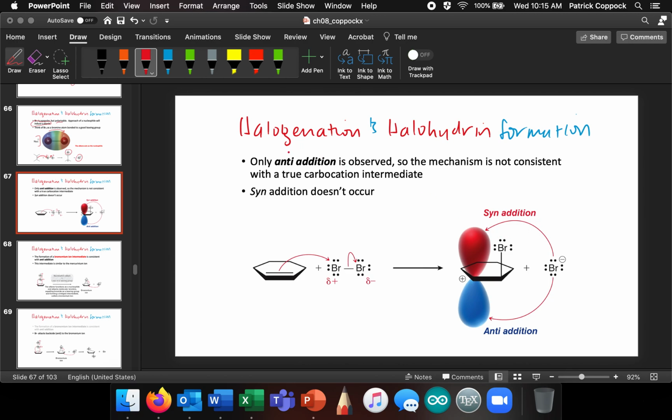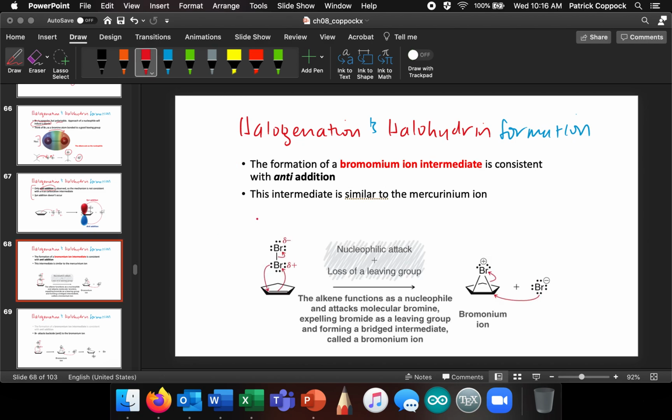Okay. Oh, let me motivate this first. Only anti-addition is observed. So if this was the whole story, then the bromide could go either side. That'd be no big deal, right? Of course, there would be some crowding over here, okay? But it could go on either side. But that's not what happens. And here's why. It's not what happens because, watch this.